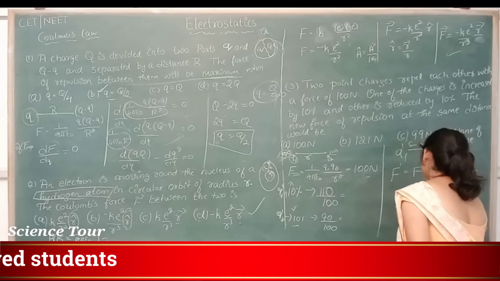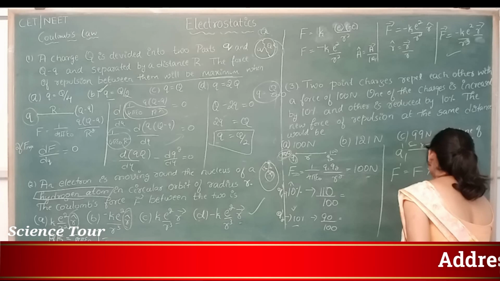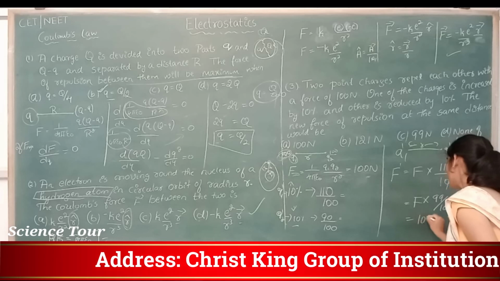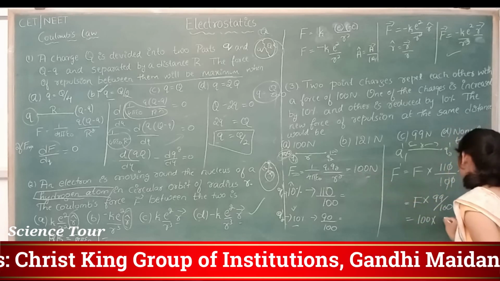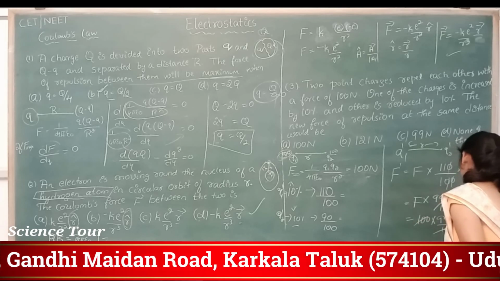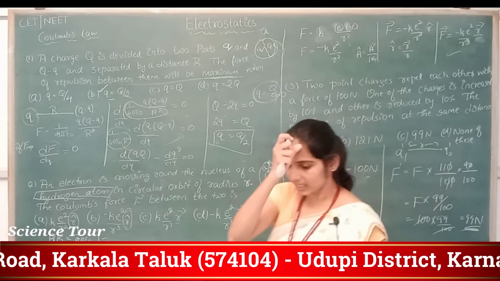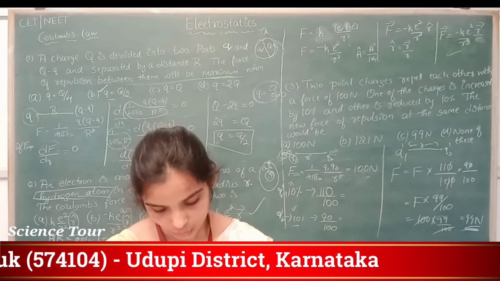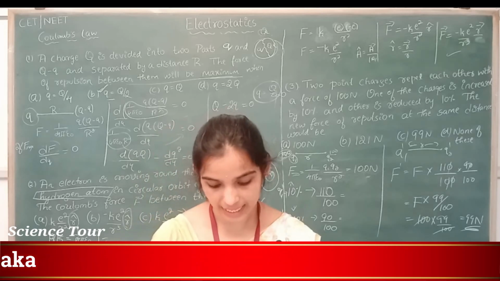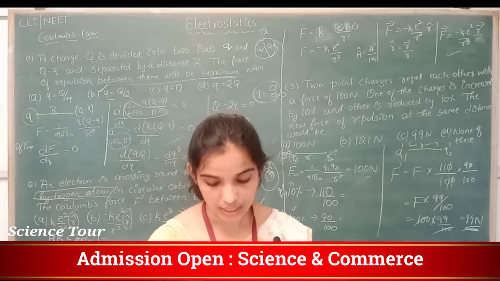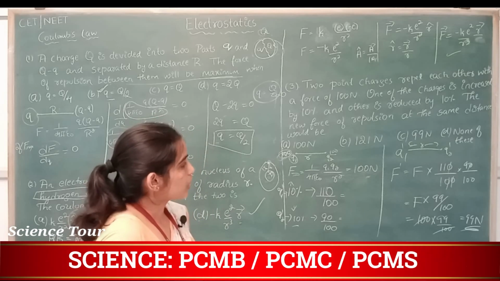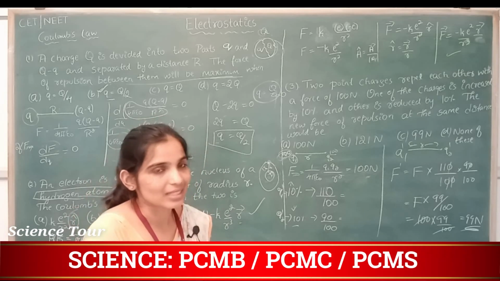So you will get F times 99 divided by 100. What is that answer? F is 100 Newton, right? 99 by 100, so 99 Newton is the new force. So the force is decreased here. The electrostatic repulsion between the charges is decreased.